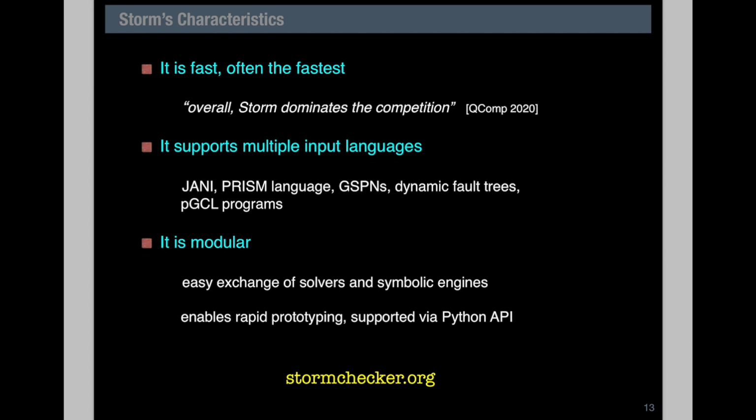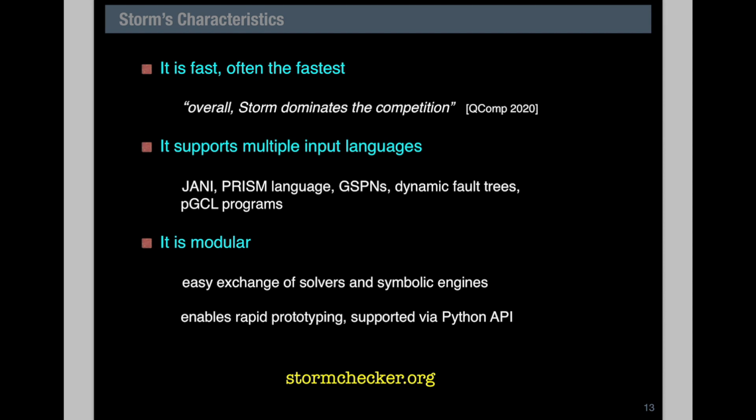The second characteristic is that Storm supports several input languages. So there is Jani, there is a language for the model checker Prism that has been established as a kind of default standard over the years. That's of course supported. We support Petri nets, we support dynamic fault trees, and guarded command language programs in PGCL. And the third important asset of Storm is that it is modular.